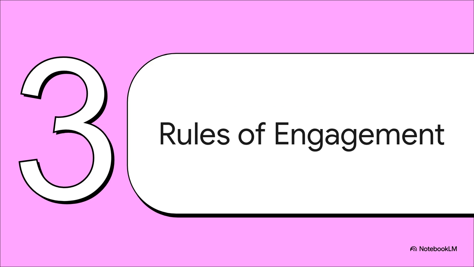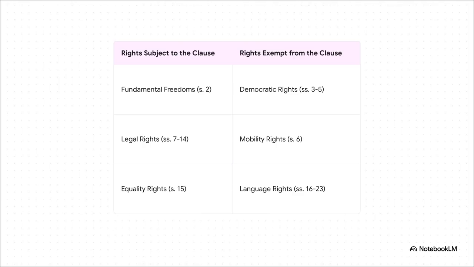So it was a compromise, a balancing act. But how does this powerful tool actually work? I mean, what are the rules? Because it's not a blank check. There are very specific rules for how it can be used. Let's break those down. Now, what's really interesting here isn't just what's on the list, but what isn't.